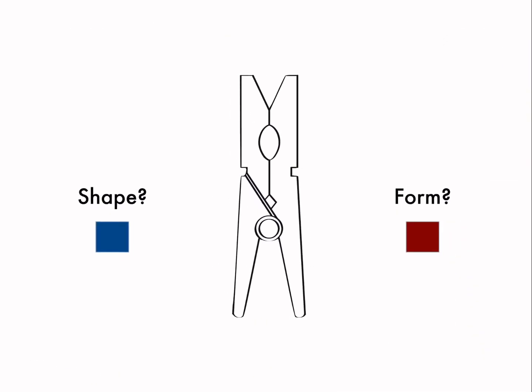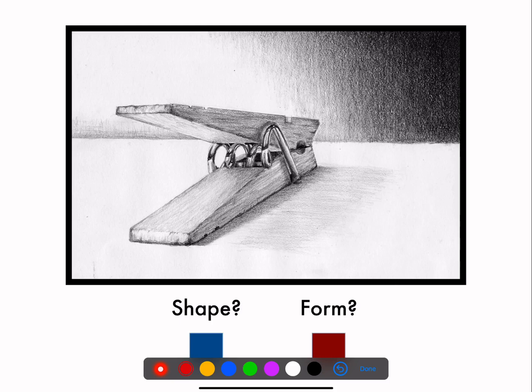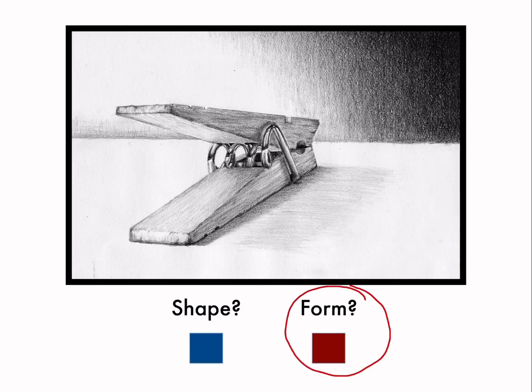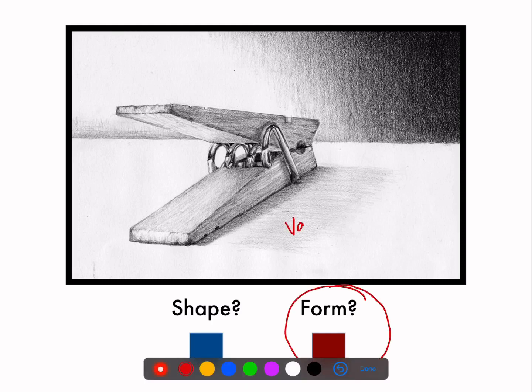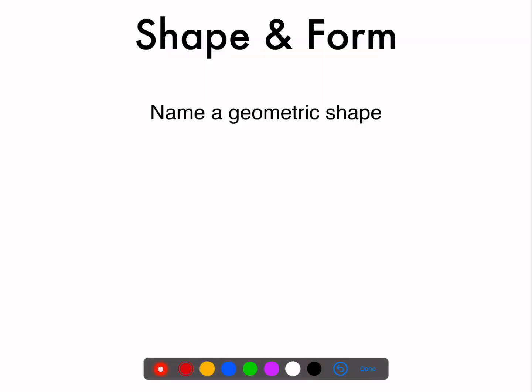So let's review. Is this a shape or a form? This one would be a shape. Shape or form? This one would be considered a form because you're using value to show that it has depth and to make it look 3D. This one's a tricky one, but notice that we're outside and there's a little bit of depth that we're seeing right here. So this one would be considered a form.